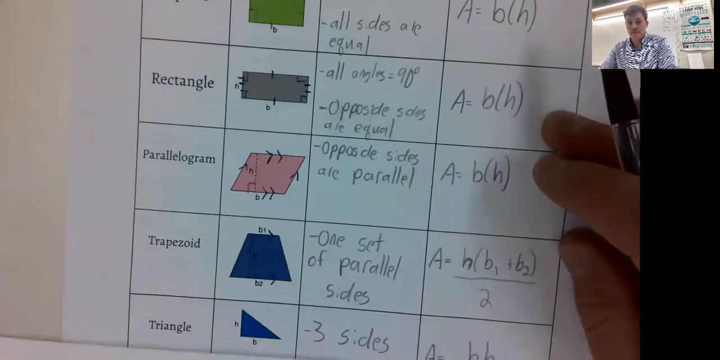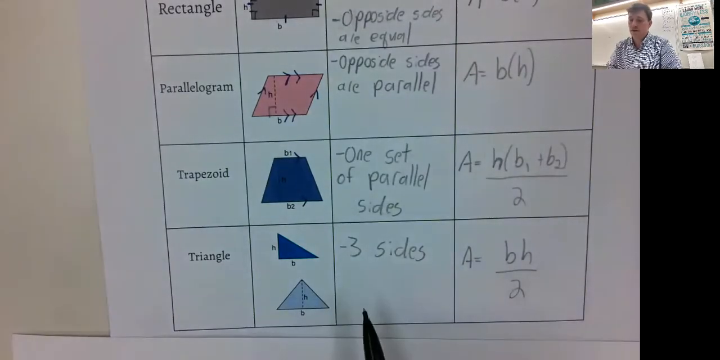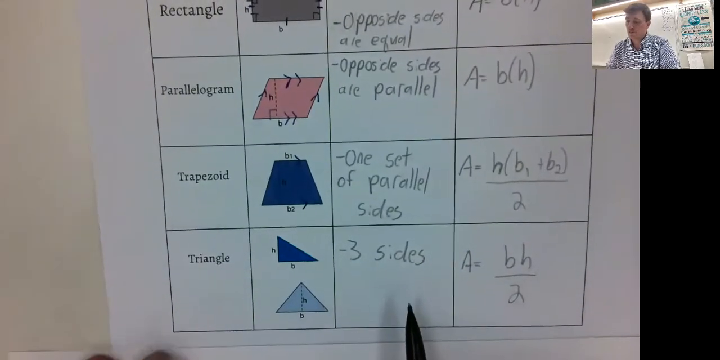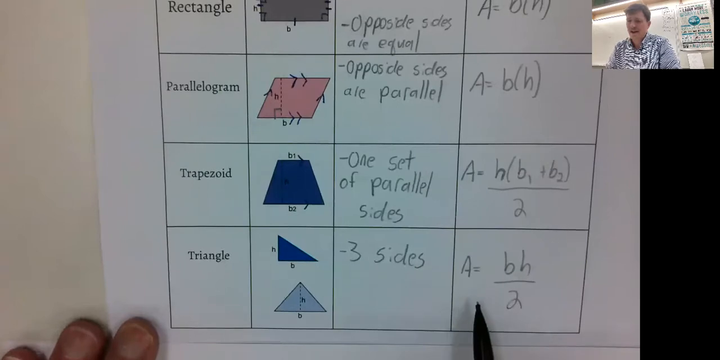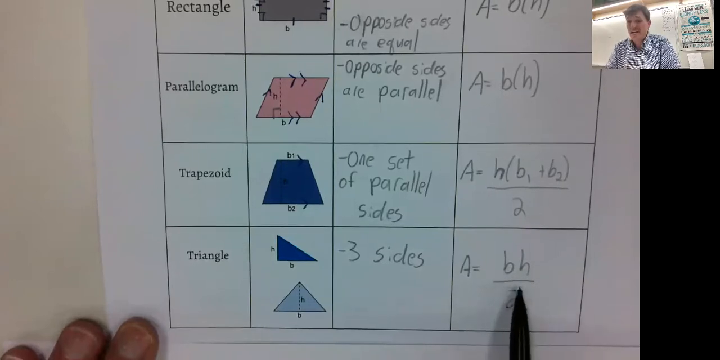And our last shape, something that we are familiar with, is a triangle. A triangle just has three sides, not so super special. But to find the area of a triangle, I take the base, I multiply it by the height, just like what we've been doing. But now I cut that in half, or I divide it by 2.